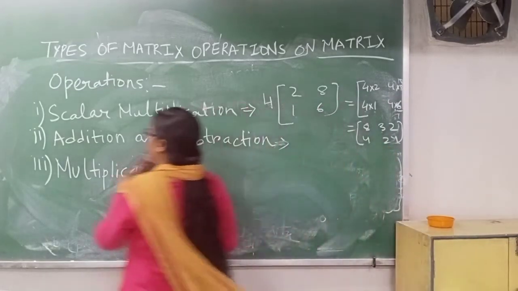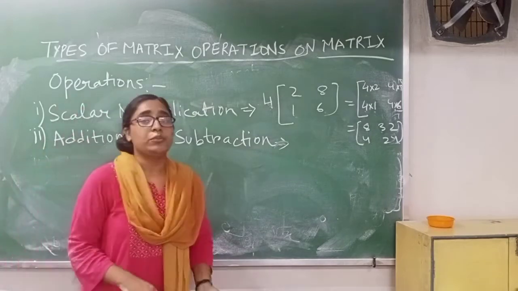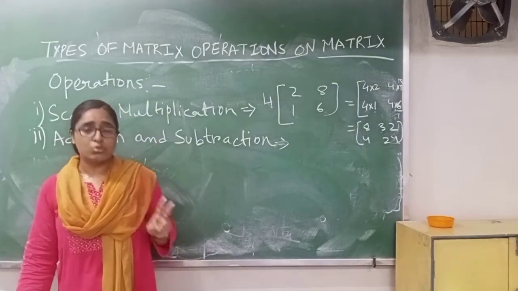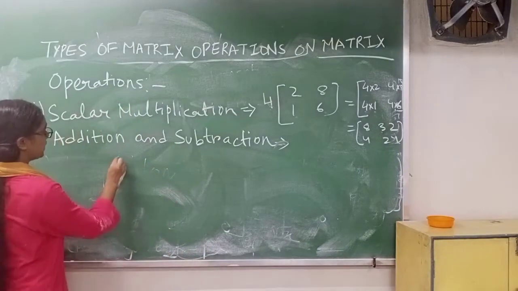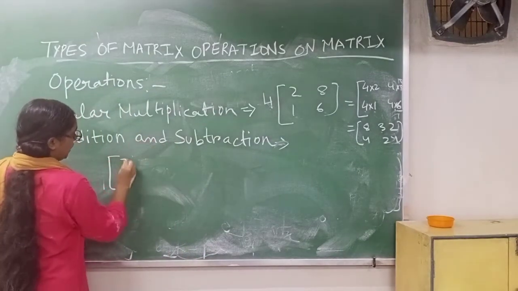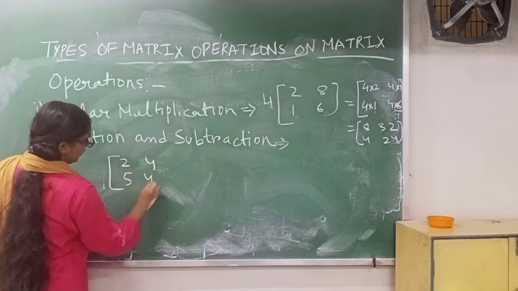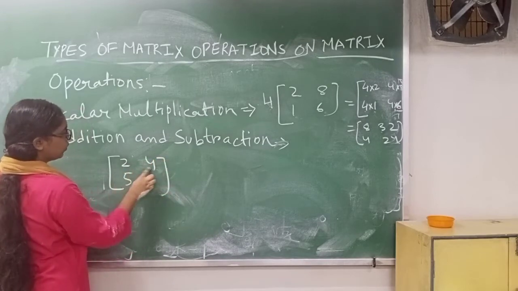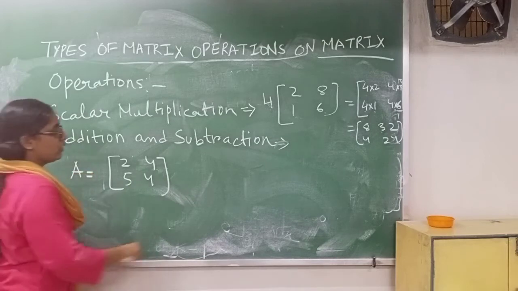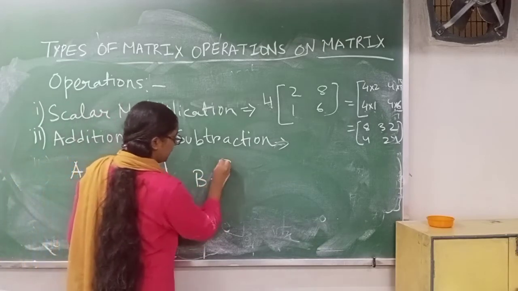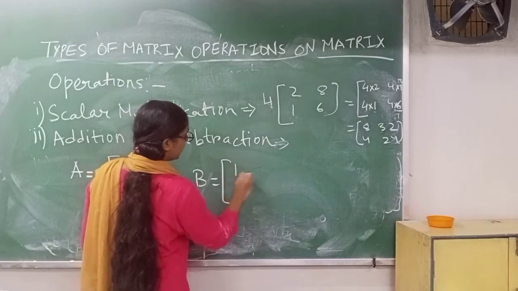Now I will tell you addition and subtraction. For addition and subtraction there are two conditions. First, the number of elements will be the same. Meaning if you have 4 elements, 1 2 3 4, in the matrix named A, then we have the same number of elements in the other one also.